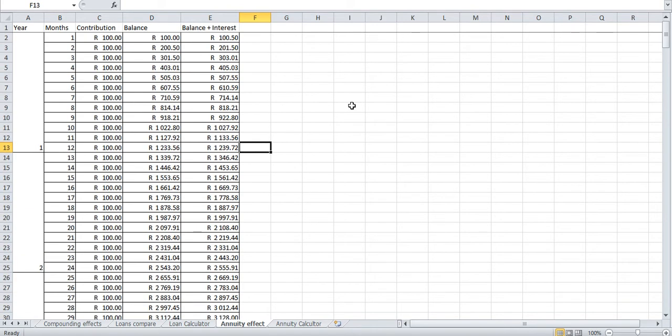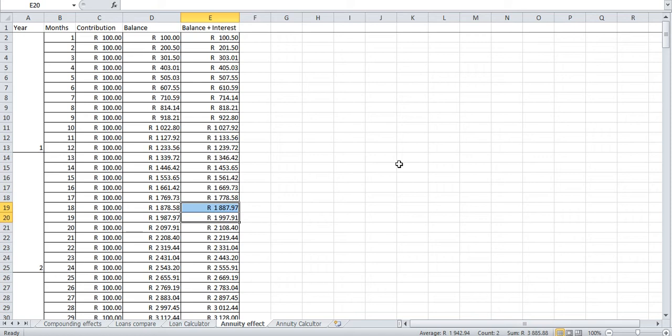The most common sort of question that you would be given with an annuity like this would be that you'd be given the contributions and one of the balances would be missing, or the interest would not be there, and so you would have to figure out what the interest would be in between the two. As you can see, if I just highlight these two here, the difference between those two is more than 100 Rand because of the 100 Rand plus the interest that we have there.